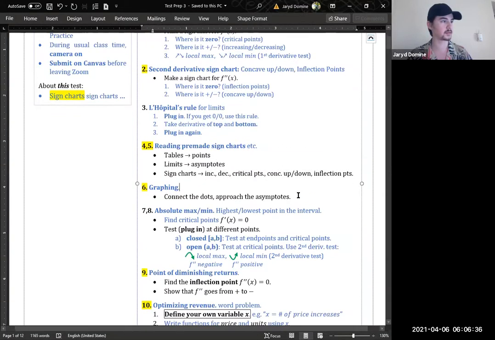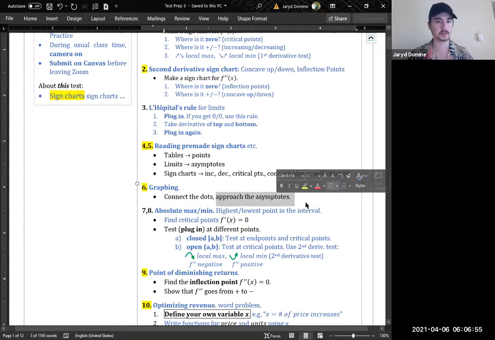Number 6, graphing. This is a fun one. I like pictures. All you really have to do is put down all the data that you're given, put down all the points, put down all the asymptotes, and then you just connect the dots. You connect the dots, you approach the asymptotes. I'll discuss that more in detail.